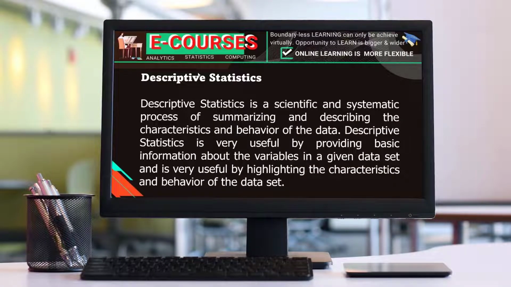Descriptive statistics. Alright, so let's define first what is all about descriptive statistics. Descriptive statistics is a scientific and systematic process of summarizing and describing the characteristics and behavior of the data. It is very useful by providing basic information about the variables in a given data set, and by highlighting the characteristics and the behavior of the data set.